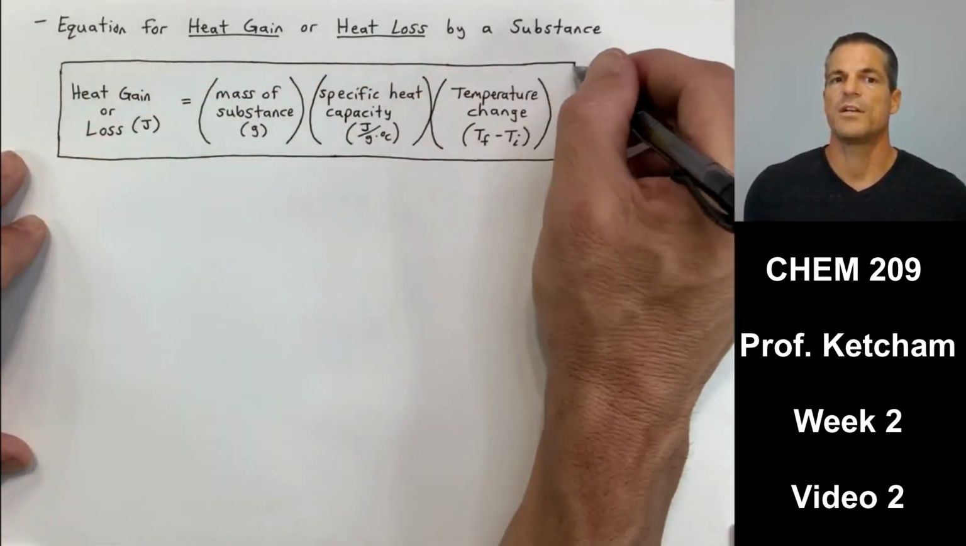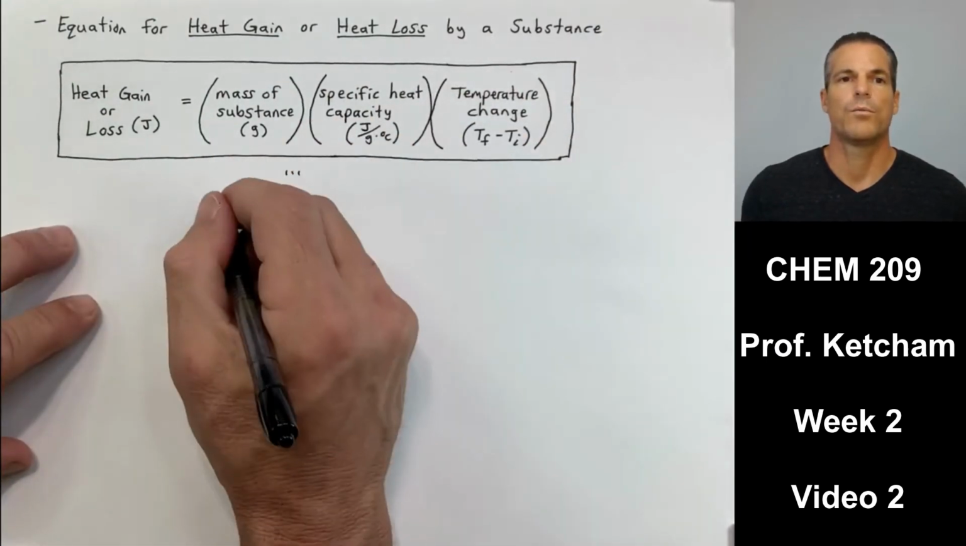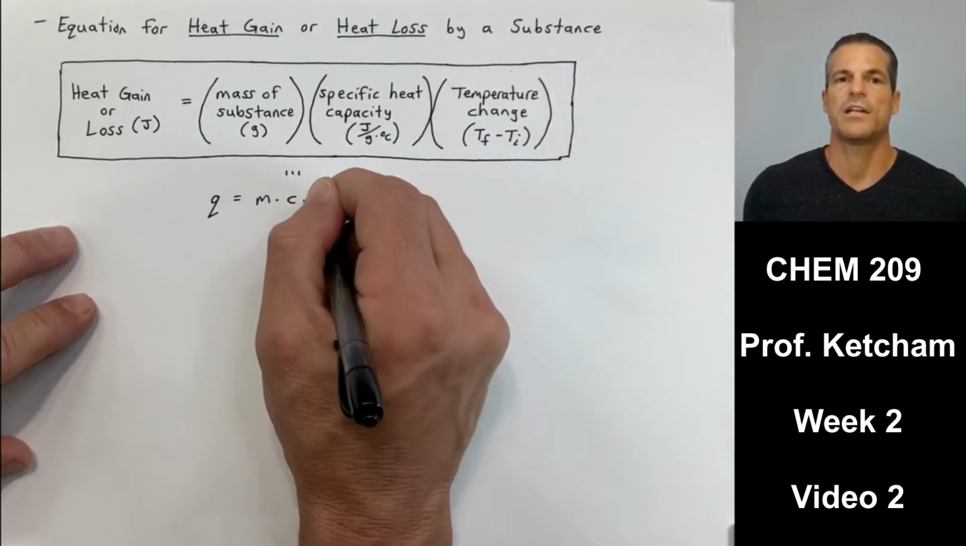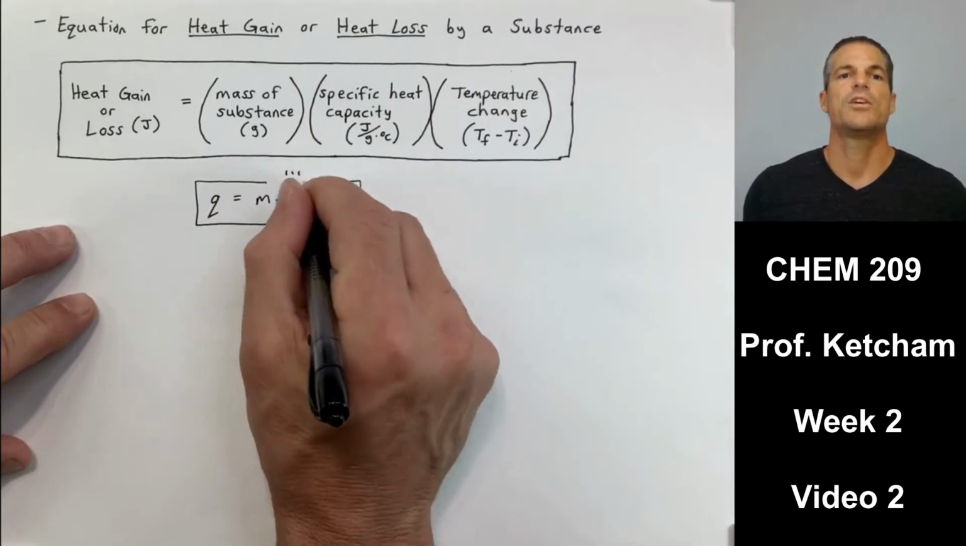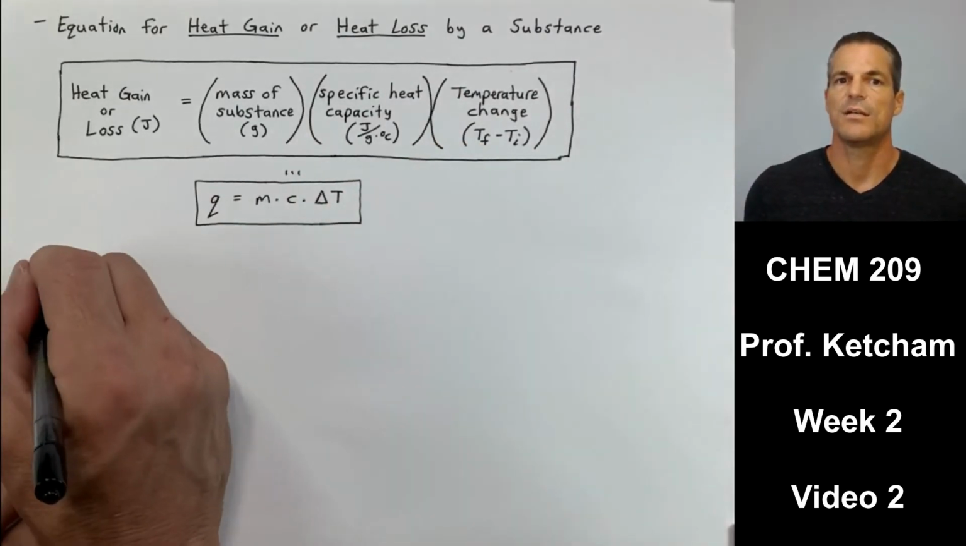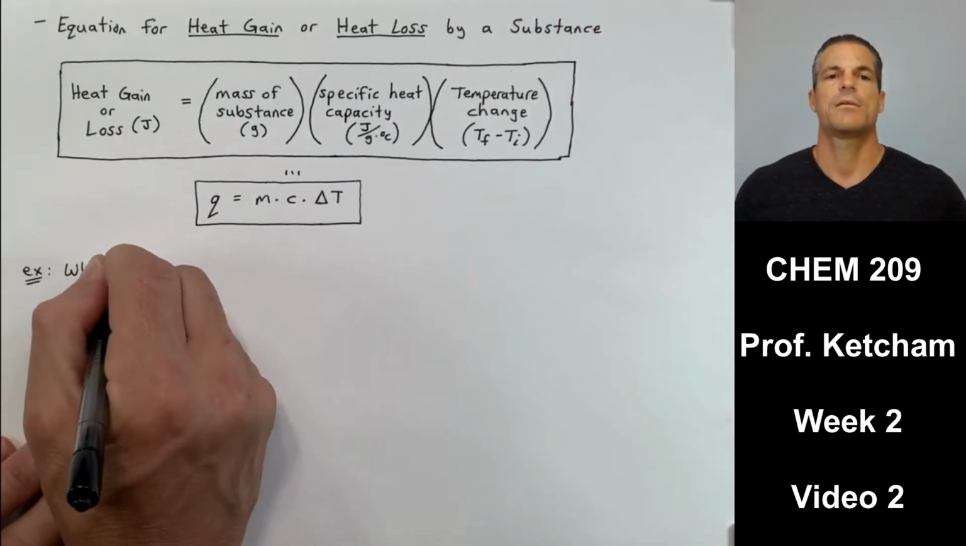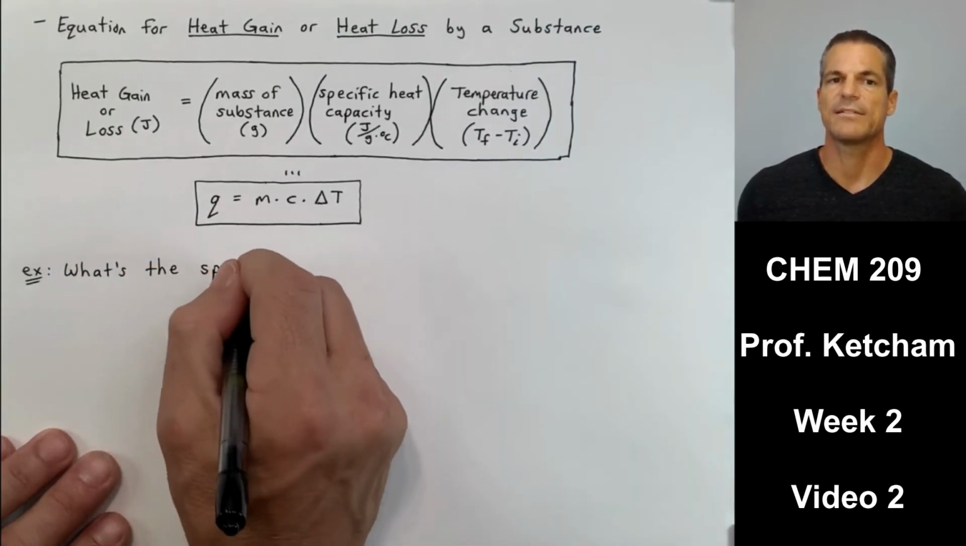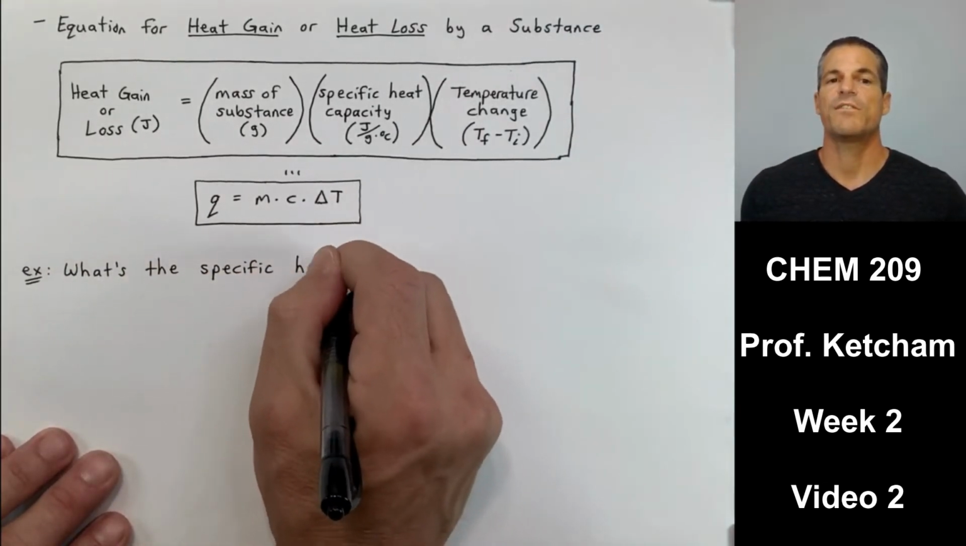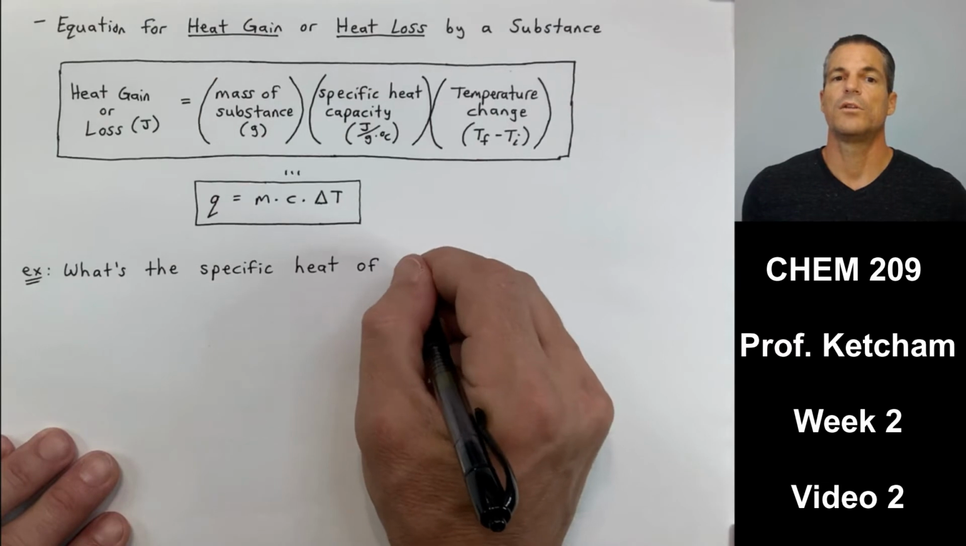So we have an equation here, right? Now I've put in words here, but the equation drills down into something very, very simple. Q equals MC delta T. Q equals MCAT, right? Try to remember that. Q equals MCAT. So what's the specific heat of aluminum?